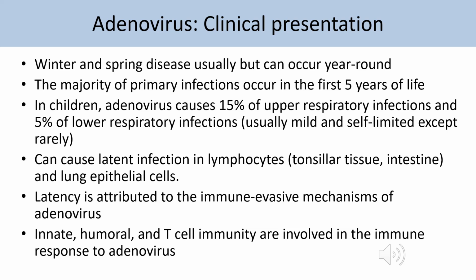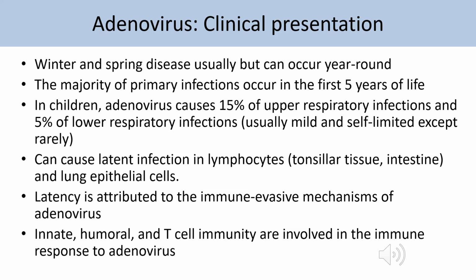The clinical presentation of adenoviral infection varies. It can cause a lot of clinical presentations, including tonsillitis, gastroenteritis, pneumonia, etc. Children get infected frequently. About 15% of their upper respiratory infections and 5% of their lower respiratory infections are caused by adenoviruses. Most of the time, these are limited.